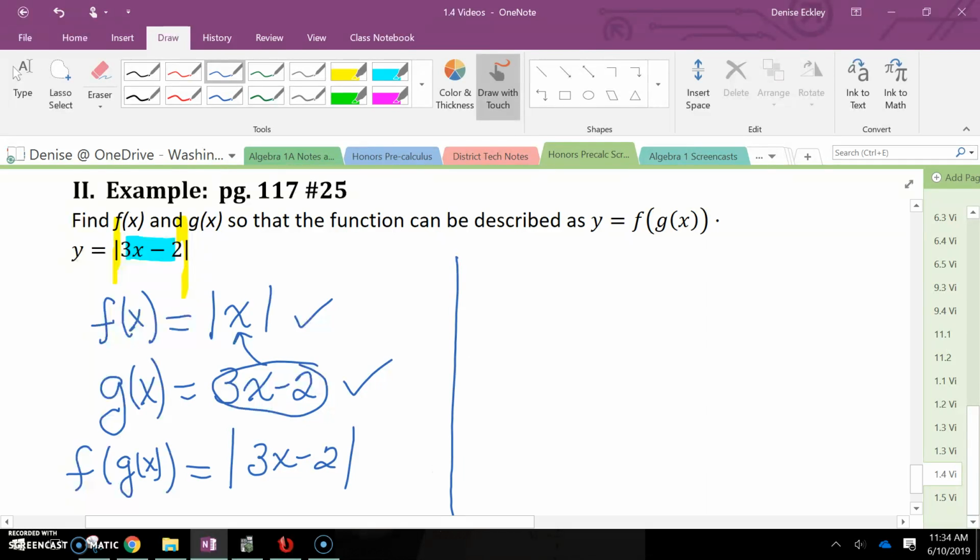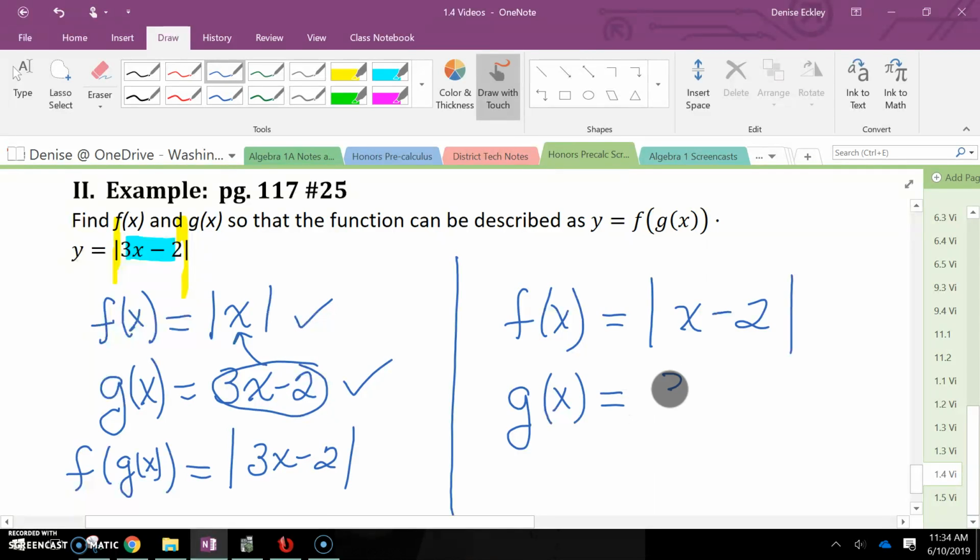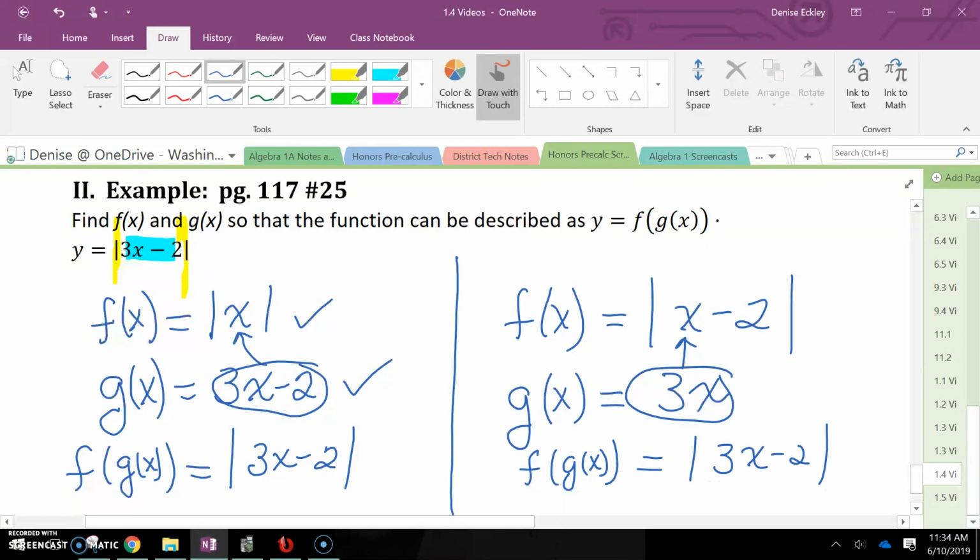Another way you could do it is see that you already have a function that's an absolute value, and it is x minus 2. So I look at the substituting part. What is different would be the fact that it's 3 times x minus 2. So my g of x could be 3x. And so again, if you take the g of x and substitute it for x, our f of g of x would be the absolute value of 3x minus 2. So there is a second way that you can describe f and g for our function.